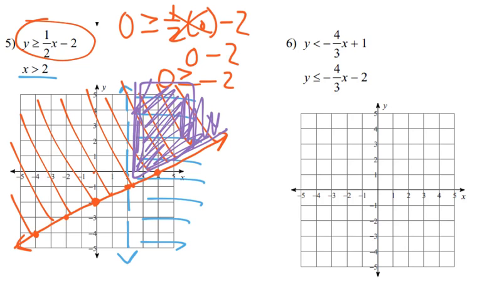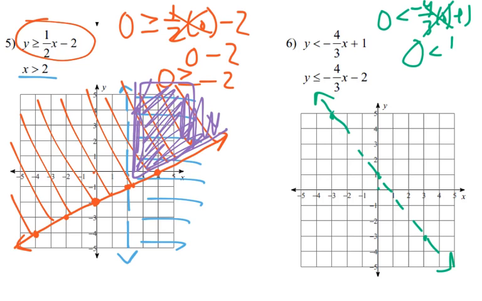Okay, number 6. Start at positive 1, down 4, to the right 3, or up 4, to the left 3, because it's negative. Doesn't have the equal to, so it's a dash. Well, that should have been a dashed line. Okay, pick the point 0, 0. 0 for y, 0 for x. That would cancel out. Is 0 less than 1? Yes. So we shade that side.